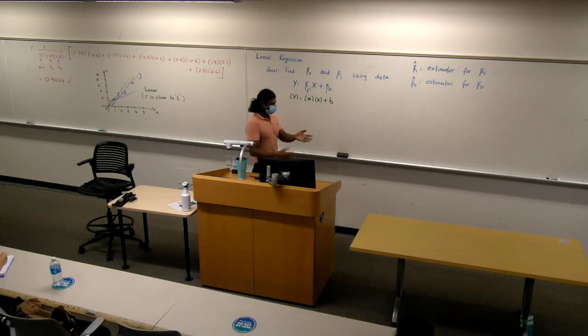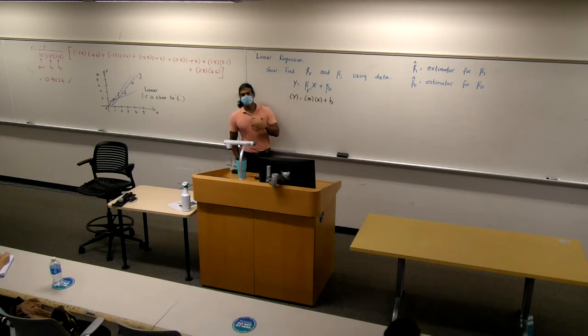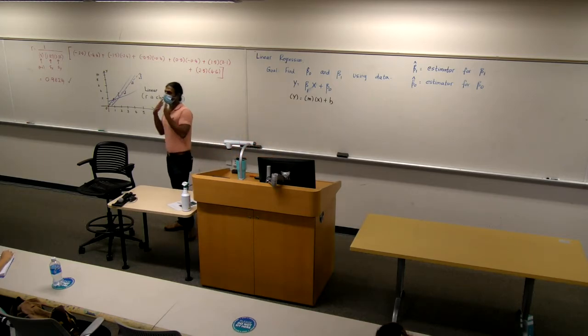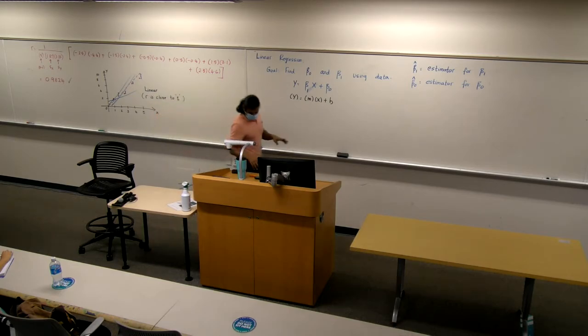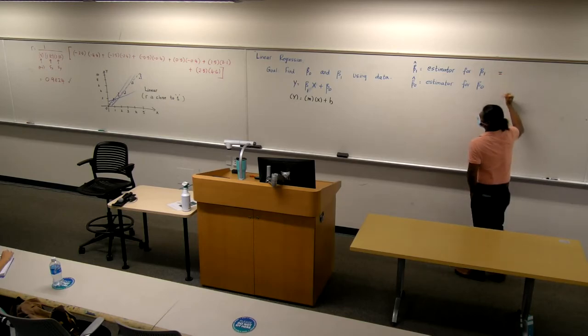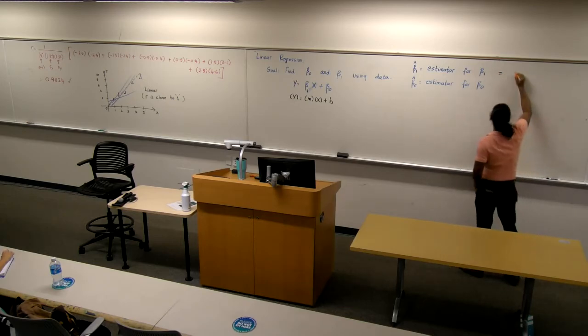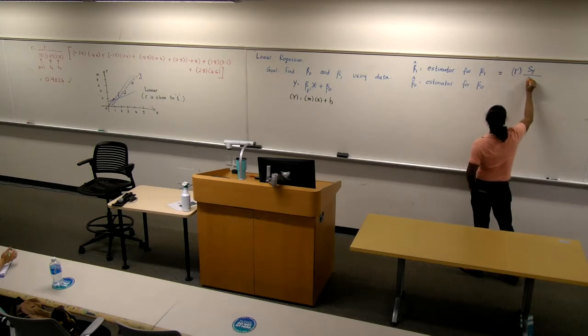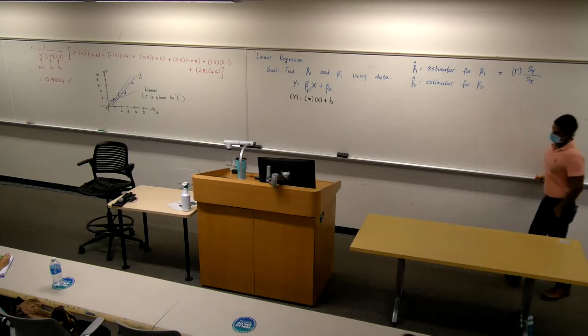So, an estimator for beta 1 and an estimator for beta naught. Why do we call it an estimate? We don't ever know the true values, in other words, the parameters in statistics. We can only come up with an estimated value using the data. So I'll jump right into the formula. The formula here is r multiplied by the standard deviation of y divided by the standard deviation of x.